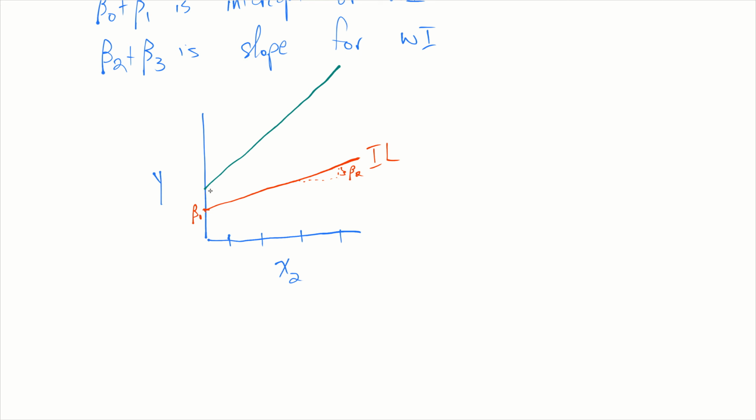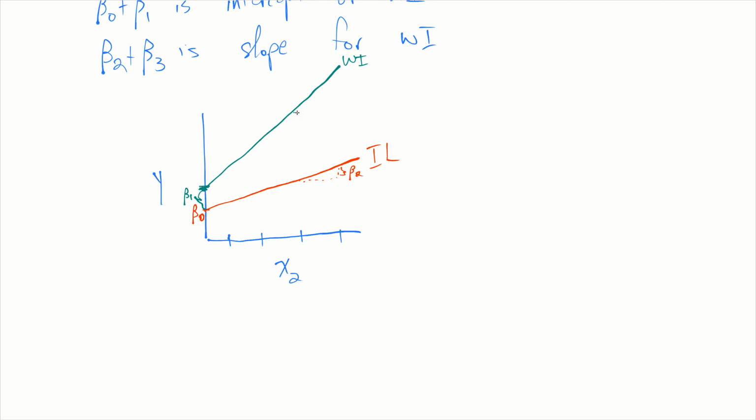So here you can see that the intercept is different. This intercept is going to be beta naught plus beta 1. So if you add beta naught and beta 1, you'll get to this level here. Beta 1 is the difference between the intercept for Illinois and the intercept for Wisconsin.